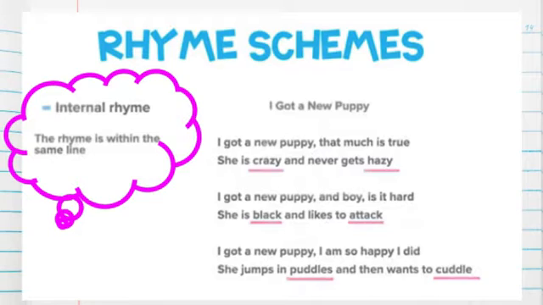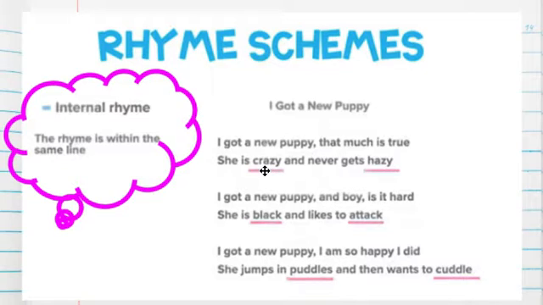Now let's take a look at this type of rhyming scheme. Now we're taking a look at internal rhyming. Internal rhyming is where the rhyme is happening within the same line. Again, this poem also has 3 stanzas, and each stanza has 2 lines. This is 1 stanza, 2, and 3. And they each have 2 lines. So now it happens internally.